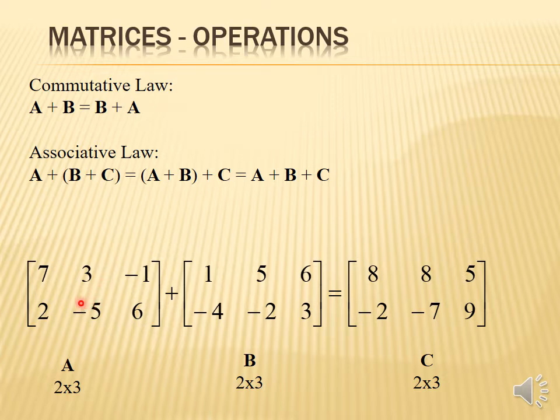Firstly, you must have matrices of the same order. Same order means the number of rows and columns are equal in both matrix A and B. So how do we add? Add the first entry to the first entry. 7 plus 1 equals 8. Then 3 plus 5 equals 8. Then similarly, minus 1 plus 6 equals positive 5. Then 2 plus minus 4 equals minus 2. Similarly, minus 5 plus minus 2 equals minus 7. Similarly, 6 plus 3 equals 9. This is how to add two matrices.